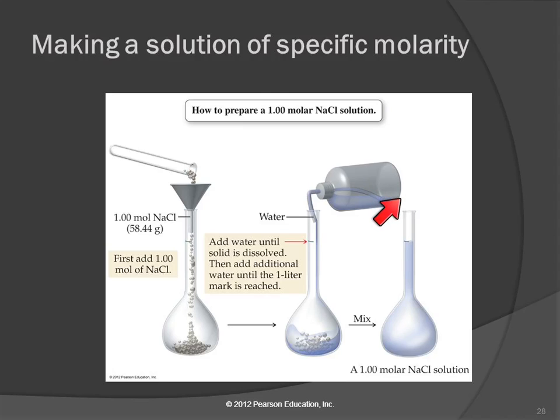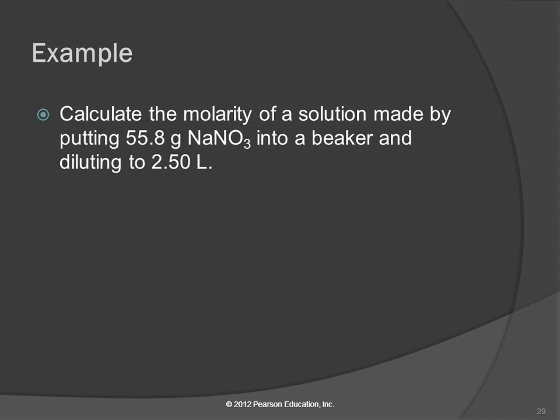Then you put the stopper on it, and you have to now invert it multiple times in order to get it to mix. So we need to learn how to calculate molarities, and then we'll learn how to do calculations with this, because like other concentrations, it can be used as a conversion factor. So calculate the molarity of a solution made by putting 55.8 grams of sodium nitrate into a beaker and diluting to 2.50 liters. On the mass percent problems, we do try to trick you sometimes by giving you the mass of the solvent and the mass of the solute and expecting you to put those together. On molarity problems, you will not find any trickery like that.